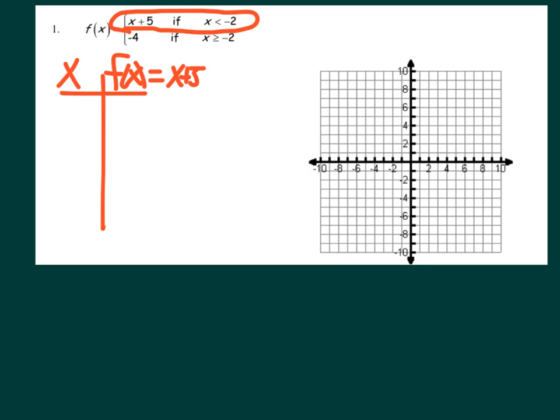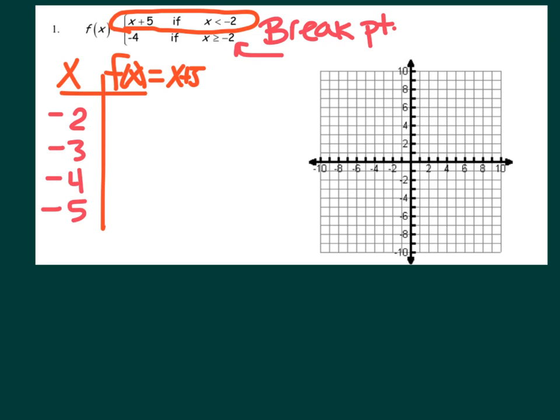Now, we're always going to start at the breakpoint. And the breakpoint, let's go ahead and label it, are whatever these intervals are about. So it looks like -2 is my breakpoint. So I'm going to start at -2. And then I'm going to pick some numbers that it says to. It says pick x values that are less than -2. So I'm just going to pick like 3 of them. -3, -4, and -5. And then I just have to evaluate them in the function. So when I substitute in a -2 in my function, -2 plus 5 is 3, -3 plus 5 is 2, -4 plus 5 is 1, and -5 plus 5 is 0.